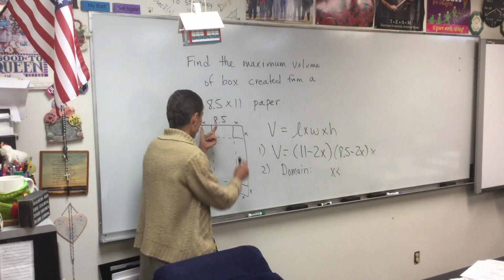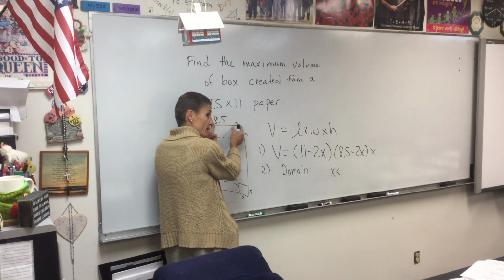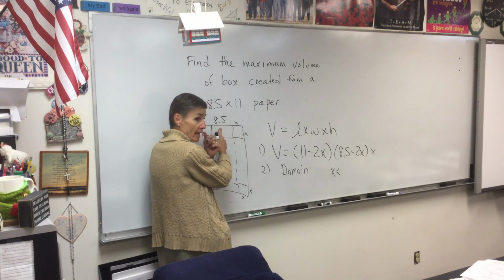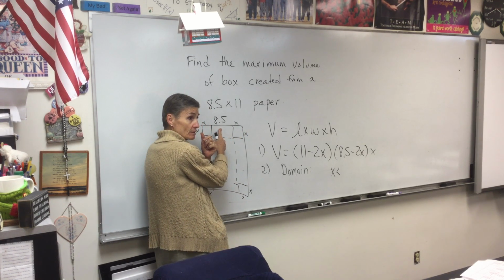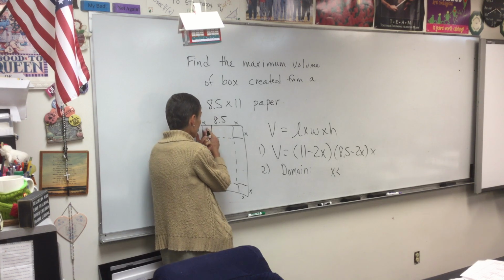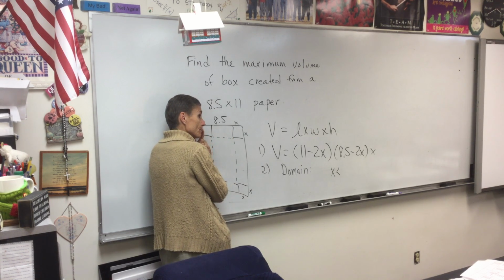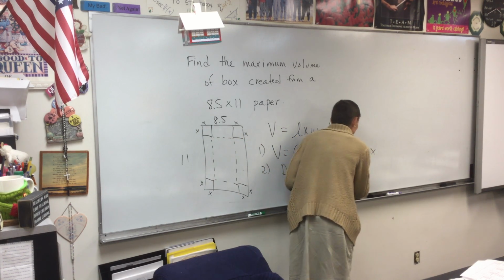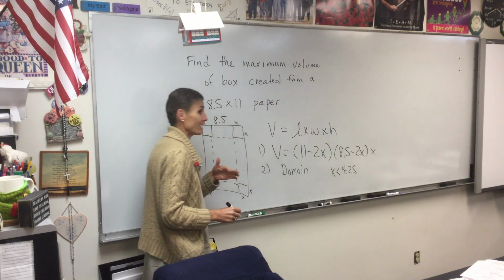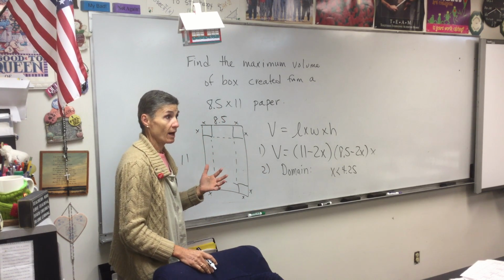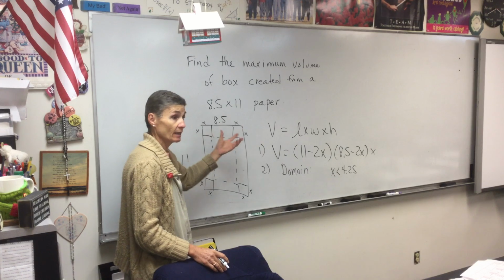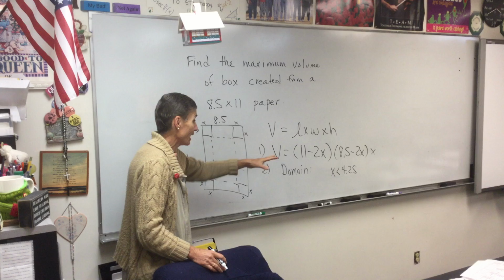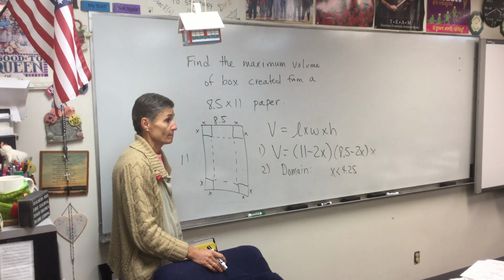How wide is that paper? 8.5. You're cutting a chunk off both sides, right? Could you take 7 off each side? Not if you only have 8.5, right? So what could I take off each side? 4.25. 4.25, everything up to that. It wouldn't actually be 4.25 because then I wouldn't have anything left to make the side of the box, right? So it has to be less than 4.25.